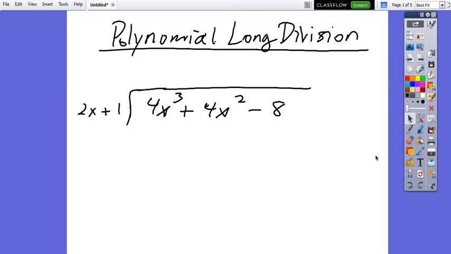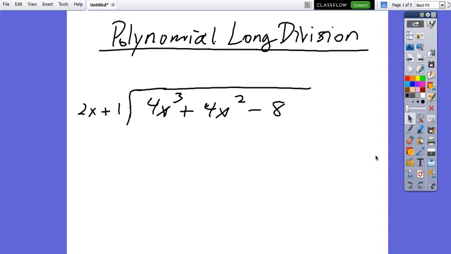All right. Polynomial long division. Now, long division is when we take two polynomials and we divide them. It is a repetitive process that seems complicated, but is really not complicated if you simply learn the few rules necessary.